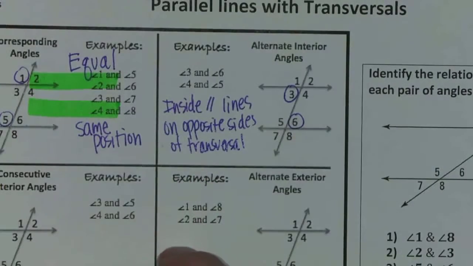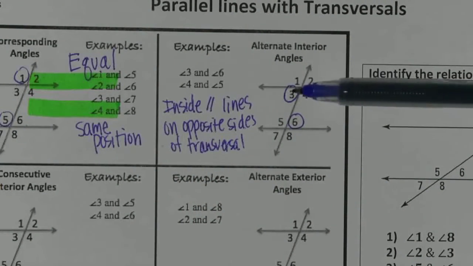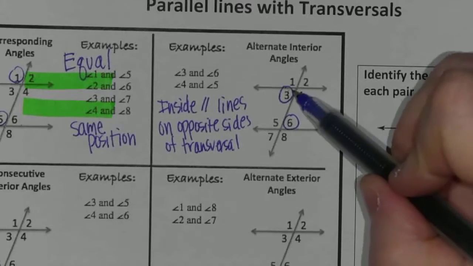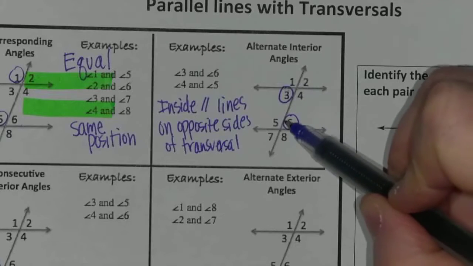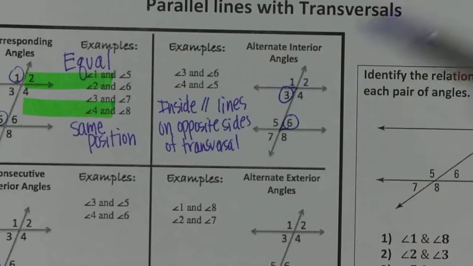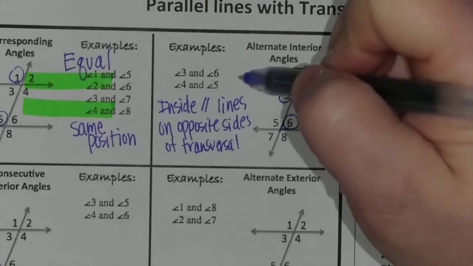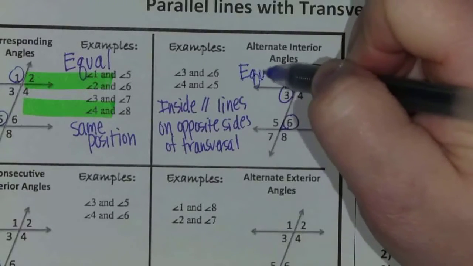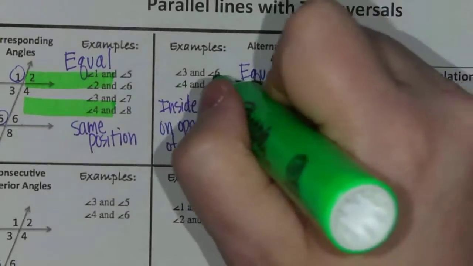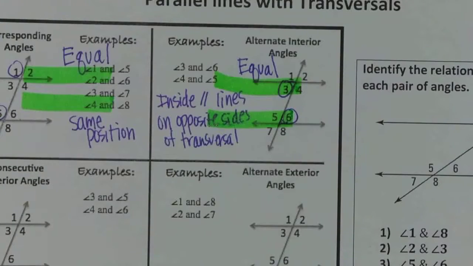All right, what do you think their relationship is? Do you think they're equal? Do you think they add to 180? Do they look like they're the same size angle? Yeah, they do, and they are. These two are equal. When you have alternate interior angles, you have two angles that are equal. So again, I'm just going to put two big green lines to show equal, when we're looking for it again in just a minute.